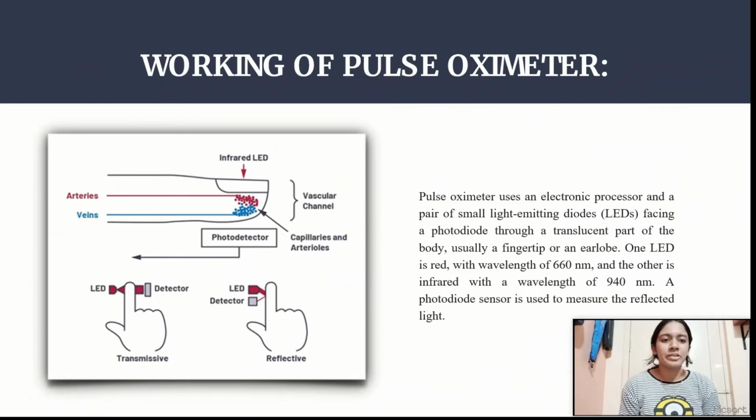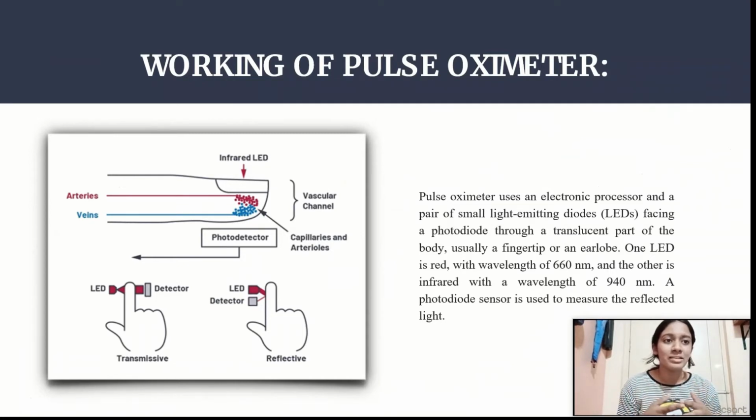The working principle behind the pulse oximeter. A pulse oximeter uses an electronic processor and a pair of small light emitting diodes facing a photodiode through a translucent part of the body, usually a fingertip or an earlobe. One LED is red with a wavelength of 660 nanometers and the other is infrared with a wavelength of 940 nanometers. Absorption of light at these wavelengths differs significantly between blood loaded with oxygen and blood lacking oxygen. The oxygenated hemoglobin absorbs more infrared light and allows more red light to pass through, and deoxygenated hemoglobin allows more infrared light to pass through and absorbs more red light.